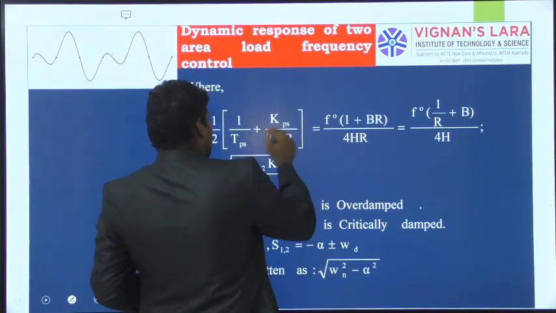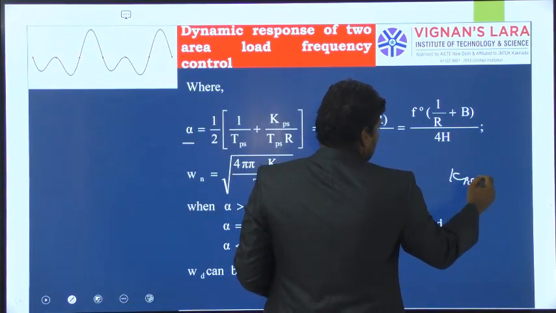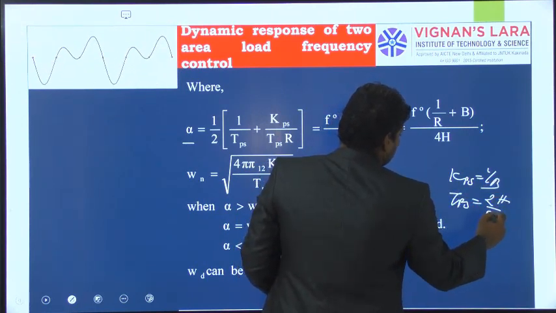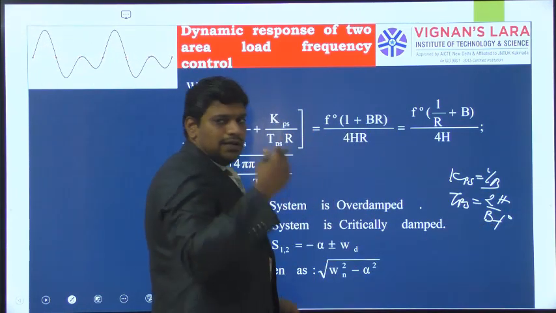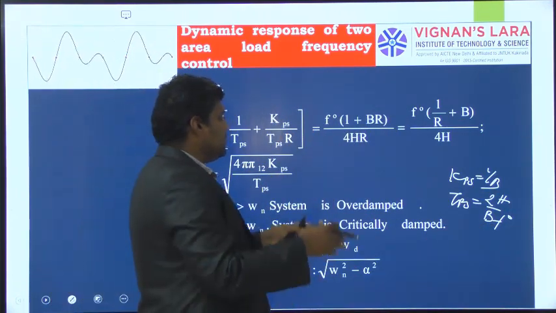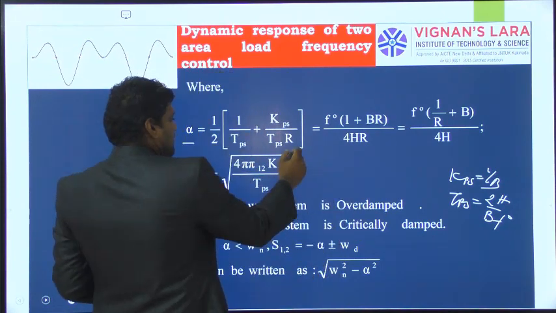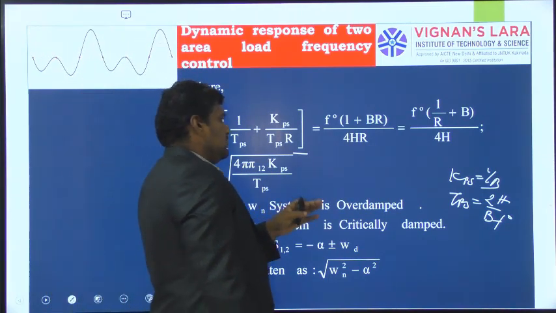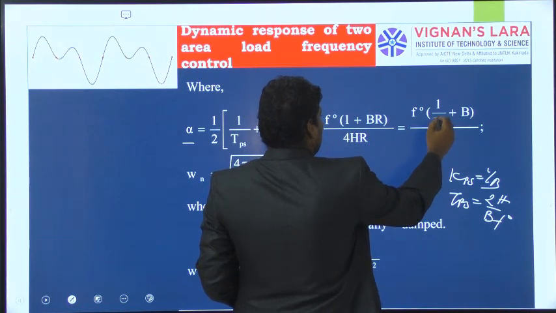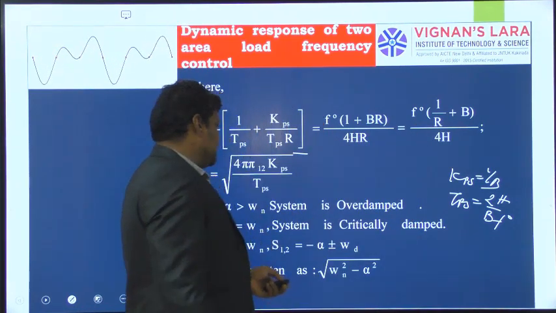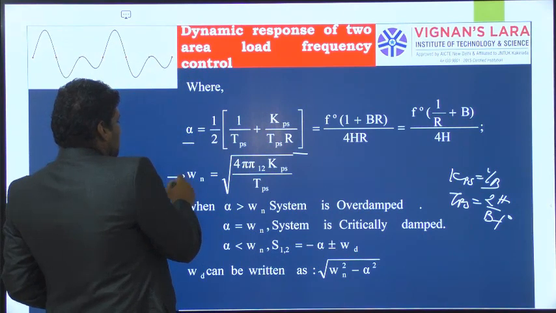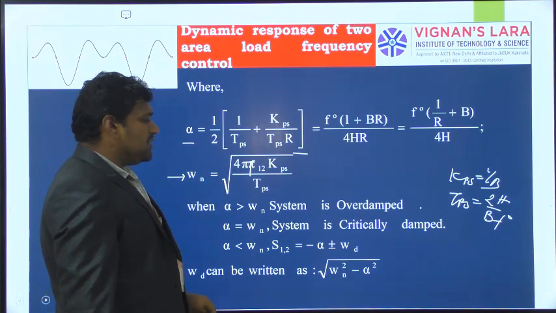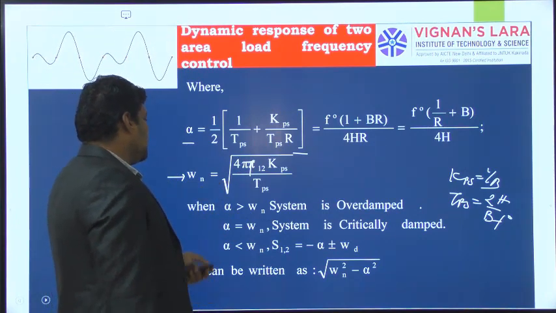When we substitute Kps, what is Kps? Kps is 1 by B, and Kps is 2H by B into f naught. These terms we derived in the generic load modeling itself. When you substitute these two terms in this expression, you will get f naught into 1 plus B into R divided by 4H R. Take out the common R variable: 1 by R plus B divided by 4H. At the same time, omega n can also be written as root of 4 pi T12 Kps by Tps.